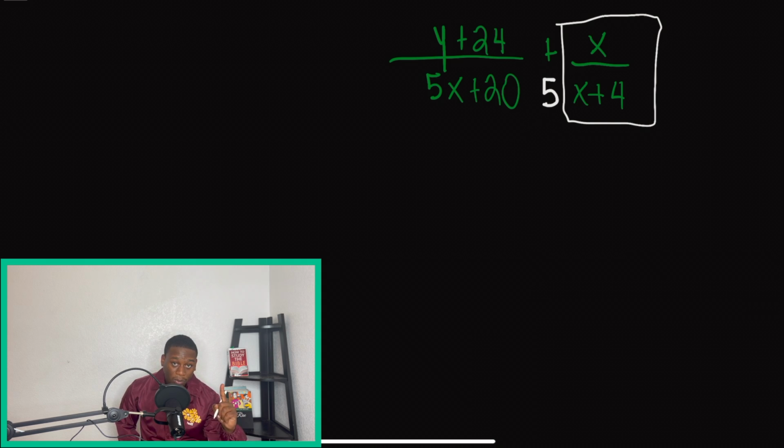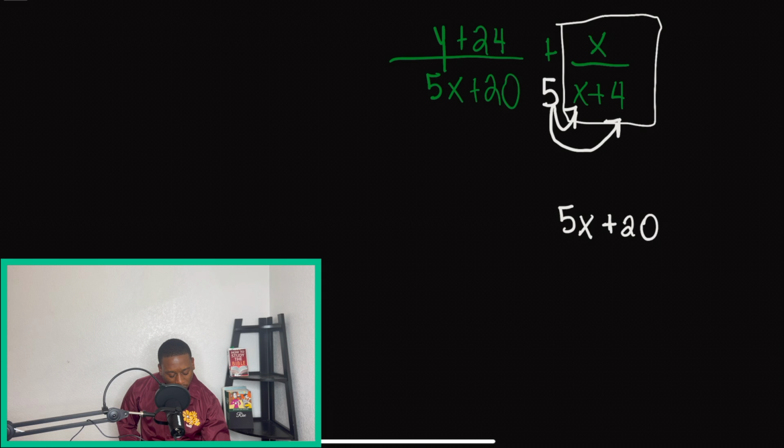So remember, we're going to test it first. 5 times x is going to give me 5x. And then when we distribute 5 to 4, meaning we multiply, we are going to get 20. So I noticed I got a common denominator now, but we cannot forget to go back and multiply the numerator by the same number we multiplied the denominator.